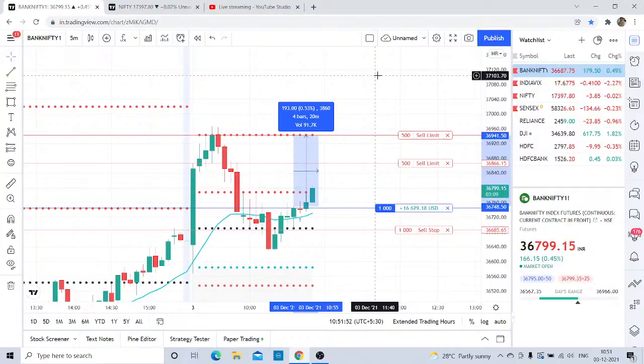Here there is no resistance. It is going to hit our target in a few minutes. Our first target is today's first candle's high, and second target is today's high. It's a high probability trade. There is a 60 to 70% probability that we are going to meet our targets.